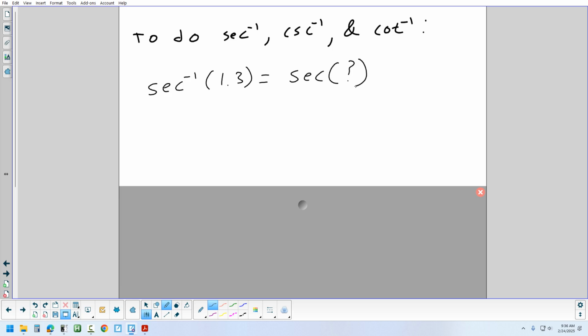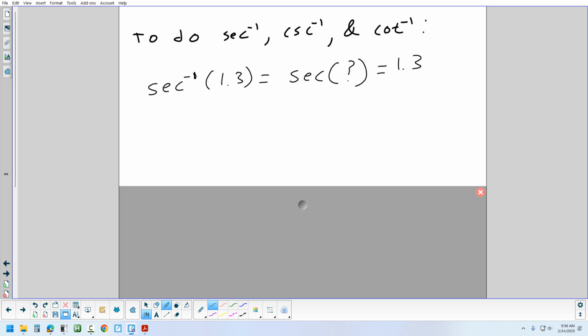Secant of what is going to come out to 1.3. Now, we don't have a button for secant, but we got rid of the inverse when we rewrote it that way. That's regular trig. What we started with was inverse trig. We know secant is connected to another trig function. Does anybody remember from the unit circle? What trig function is secant connected with?